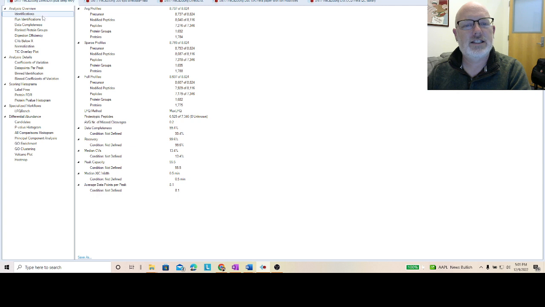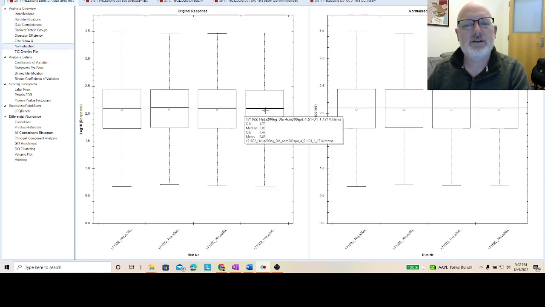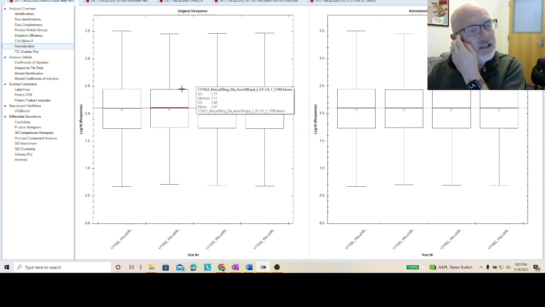Okay, so we look at the identifications again. We're getting around 8,800 precursors, 8,000 peptides, around 1,800 to 1,600 protein groups. Not bad for 3 minutes. Let's look at the normalization. They're all pretty much the same, which is good.